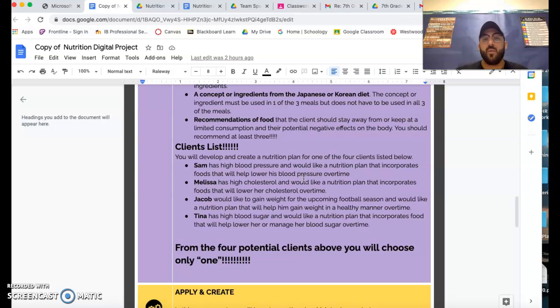Jacob, he wants to gain weight. He has an upcoming football season. He wants to put some weight on, so he wants to know some healthy foods that are going to help him. He wants to be on a healthy nutrition plan that's going to help him gain weight in a healthy manner. And then our last client that you guys can choose from is Tina.